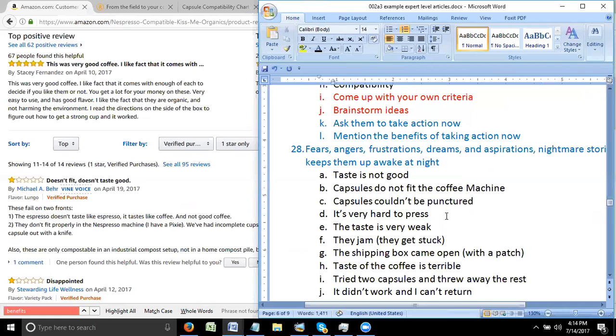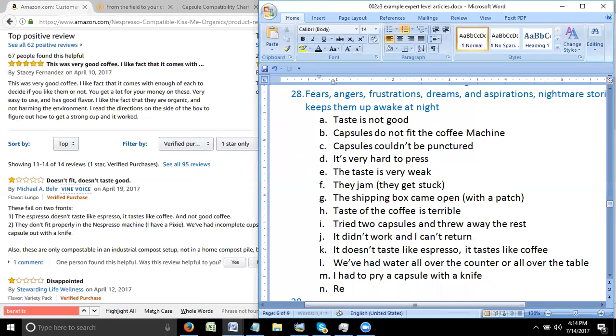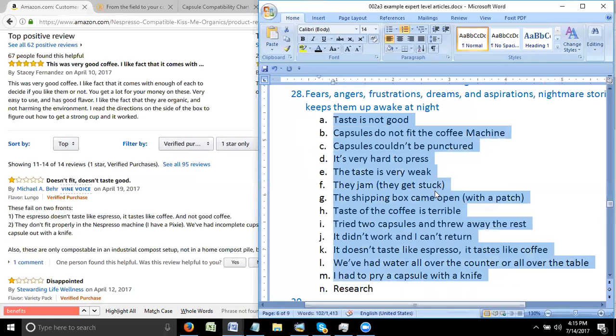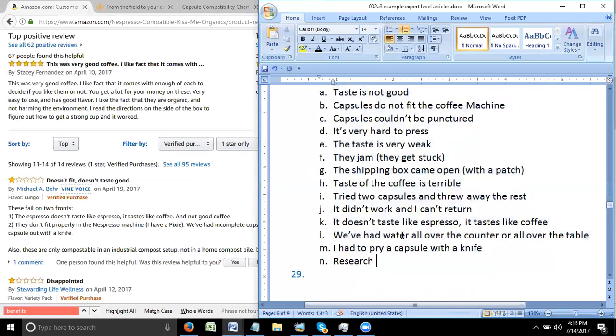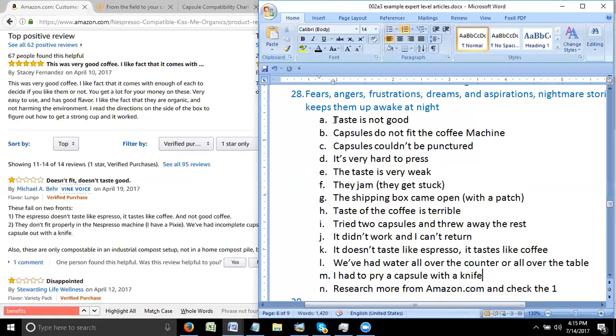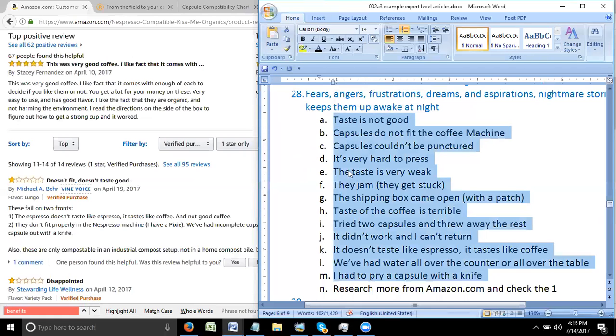Now, as you are reading these fears, angers, frustrations, and dreams and aspirations from actual people, you will notice that there's a lot of emotion here. And the words are very strong. These are the same words that will evoke strong emotions from the other readers.